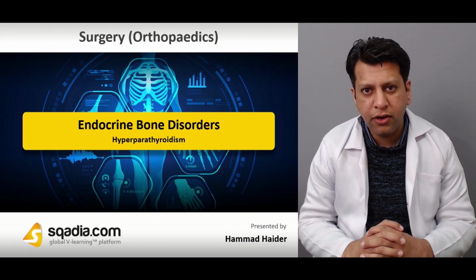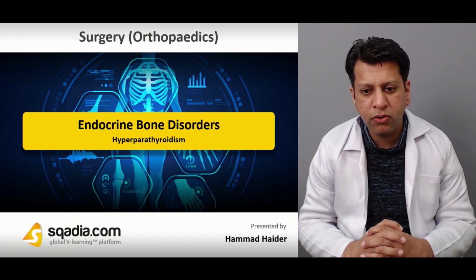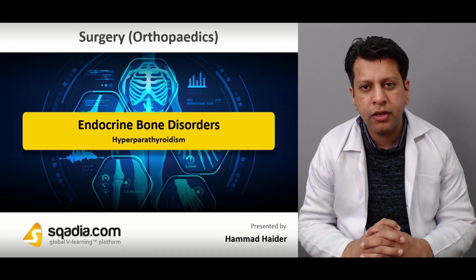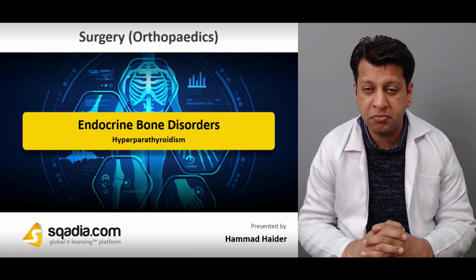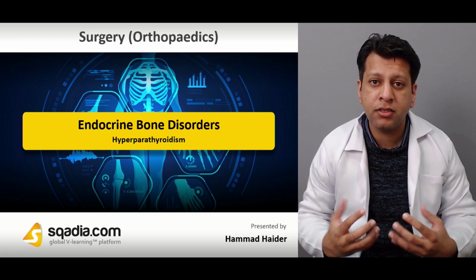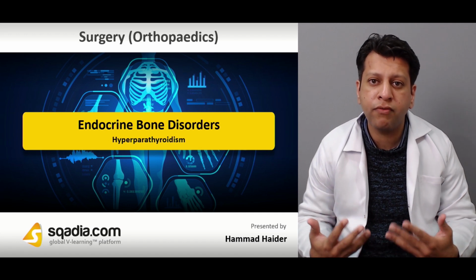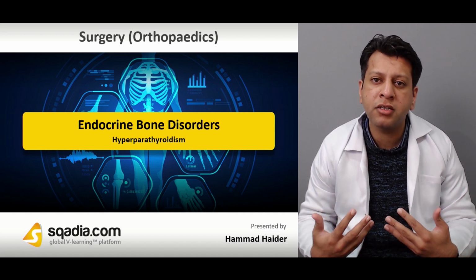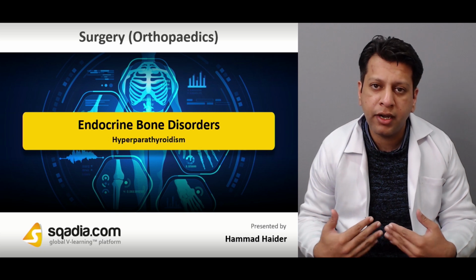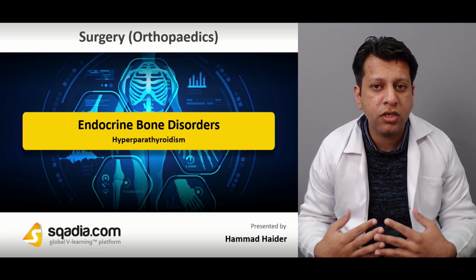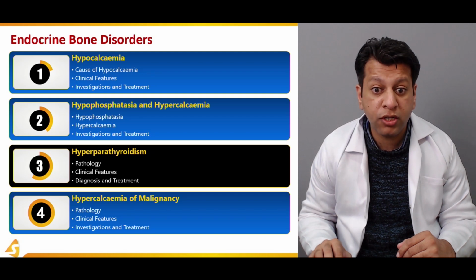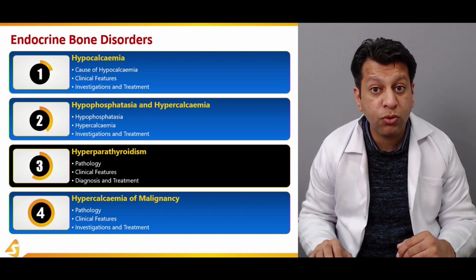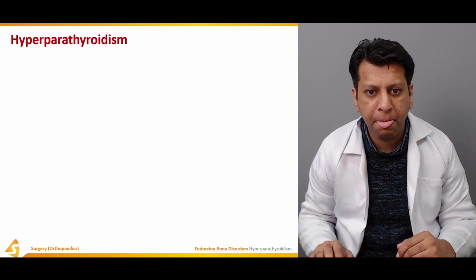So we are on endocrine bone disorders, and now we'll be going through the most important regulator of calcium, that is the parathormone pathology, which is most commonly called hyperparathyroidism. As we know, there are four parathyroid glands beyond our thyroid gland, and they secrete a hormone called parathormone. In this, we'll be going through its pathology, clinical features, diagnosis, and treatment.